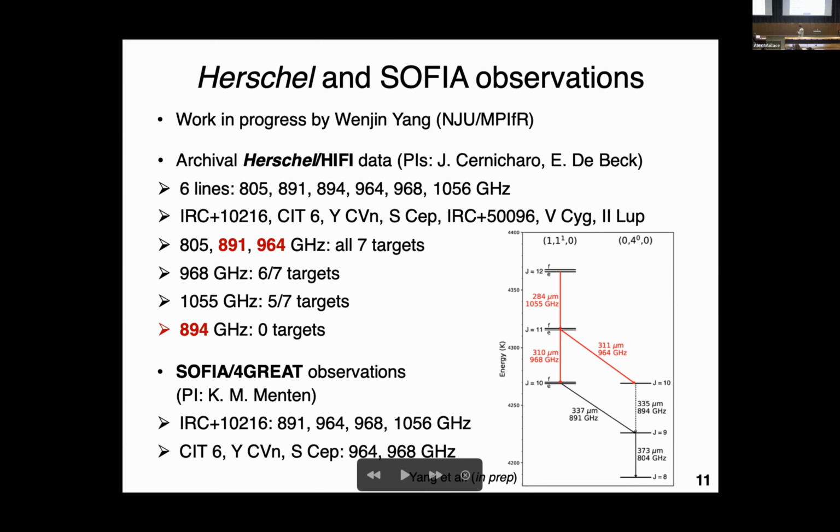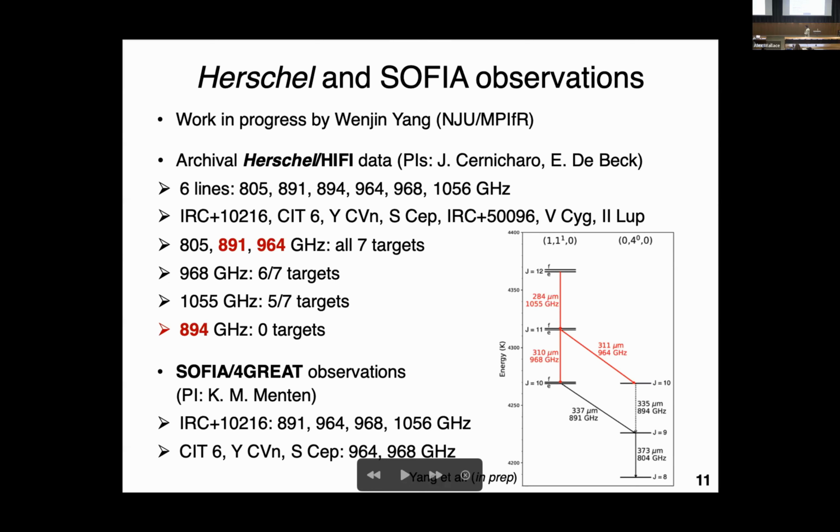Another important observation is that the intensity of the 891 gigahertz is always much stronger than that of the 964 gigahertz. So we suppose that it will lead to an overpopulation of the J equals 9 level, and hence there should not be population inversion for the 10 to 9 transition. So this explains why there's no detection of the 894.